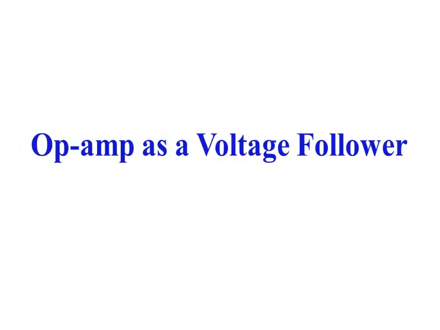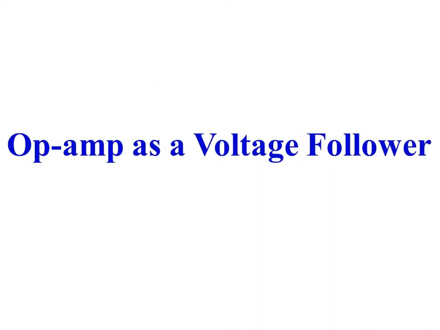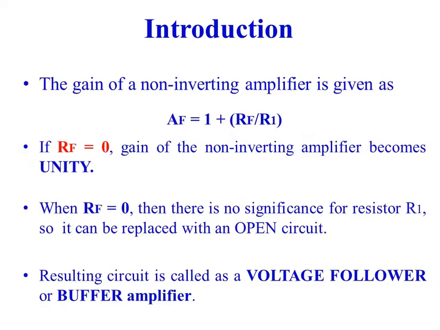In this video, we will discuss the working of an operational amplifier as a voltage follower. The gain of a non-inverting amplifier is given as AF is equal to 1 plus RF divided by R1. If RF is equal to 0, gain of the non-inverting amplifier becomes unity.